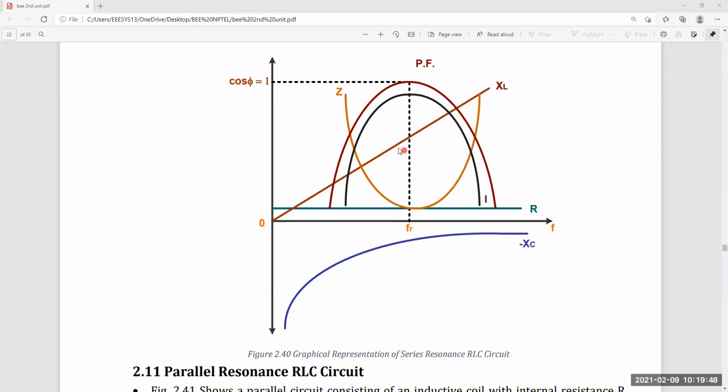And the power factor is at its maximum value. The maximum power factor is 1 only. The power factor is in between 0 to 1 only. The maximum value of the power factor is nothing but 1. So at resonance frequency, what is the power factor? Unity, no? So that's why we'll get 1. This is the graph.